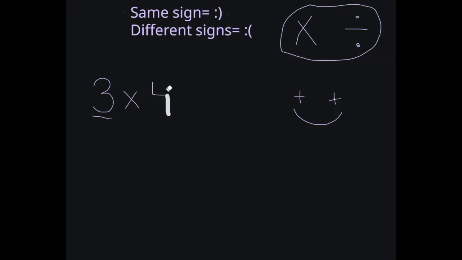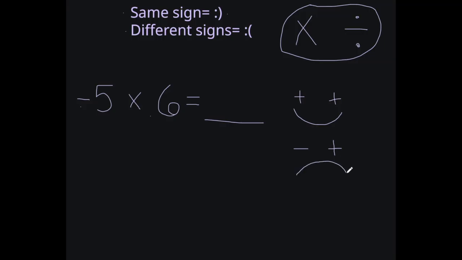Now let's try with some negative numbers. We're going to do negative 5 times positive 6. Negative 5 times positive 6 equals something. Let's first find out if the number is going to be a positive or negative. We have a negative sign, and we have a positive number. Let's take a look. Oh, we have different signs. So we're gonna do a sad face. It has a sad face because it does not have the same eyeballs.